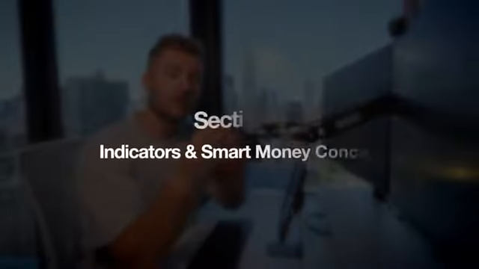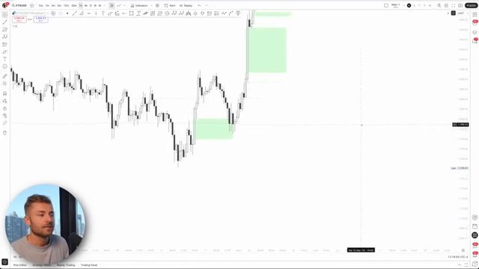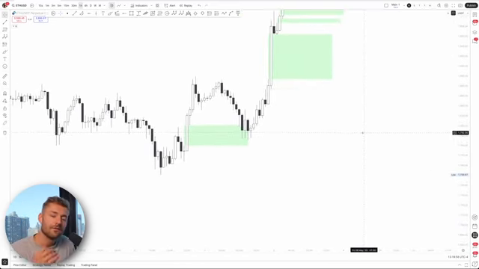So now let's get into section number 5, where I talk about some of the key indicators that I'm using when I'm doing my analysis as sort of like the final touch to get my analysis to where I need it to be. First thing that I want to go over is something that has to do with candlestick structure that is called a fair value gap.